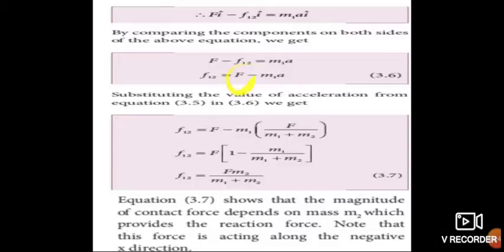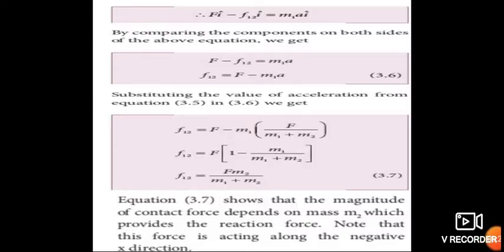F12 is equal to F minus m1 into a, where a is F divided by m1 plus m2. So F12 is equal to F into 1 minus m1 divided by m1 plus m2. Okay students, from this equation both terms have F, so we take F outside, and there is 1 minus m1 divided by m1 plus m2. So F12 is equal to F into m2 divided by m1 plus m2.